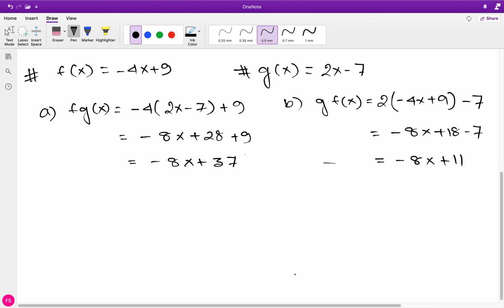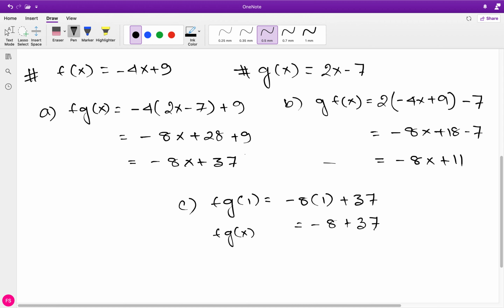Now for this example, what if I ask you to find f of g of 1 for the same example? For this kind of equation, it just means it's the same thing as f of g of x, which is this function, but for x, now you have a value, which is 1. So I'm going to substitute x equals 1 into negative 8x plus 37, and this will give me negative 8 plus 37, and this equals 29.